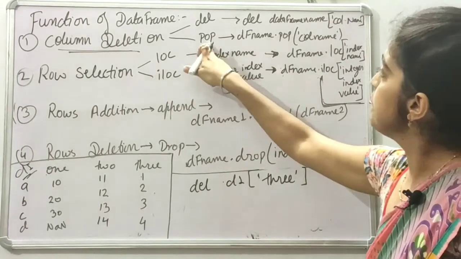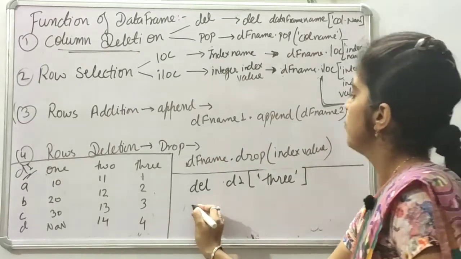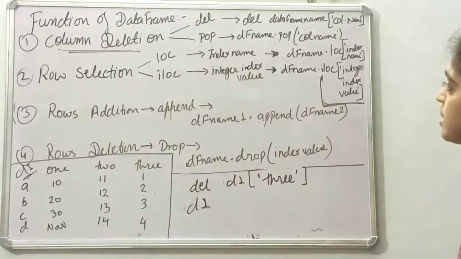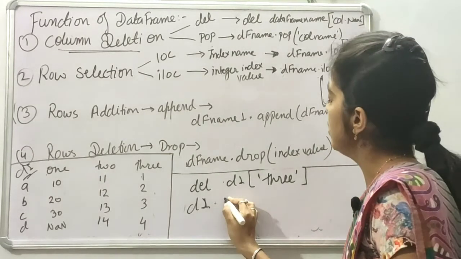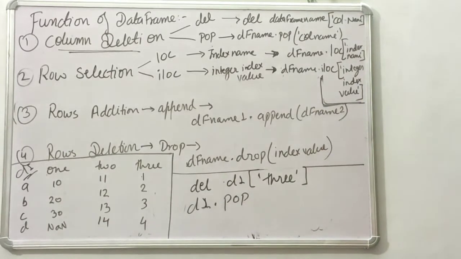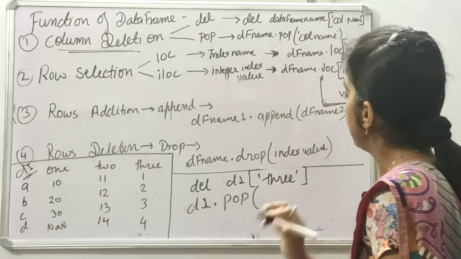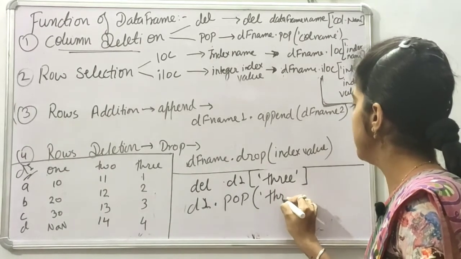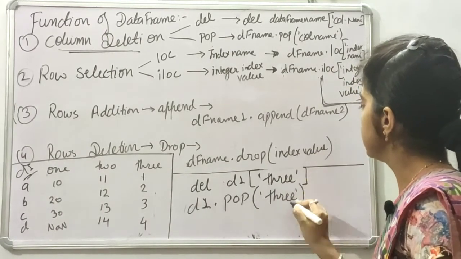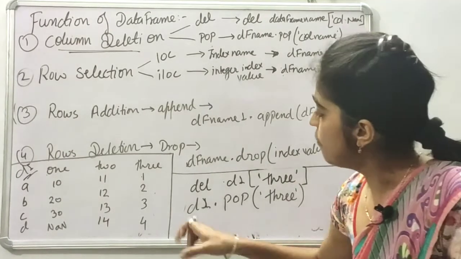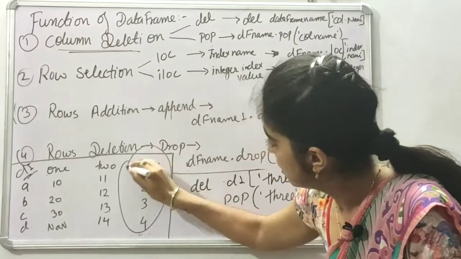Now the second function, pop. First you write the name of the data frame, for example D1, then dot, then the name of the function, for example pop, and in normal brackets write the name of the column, for example 3 in single quotation marks. Then the third column will be deleted.